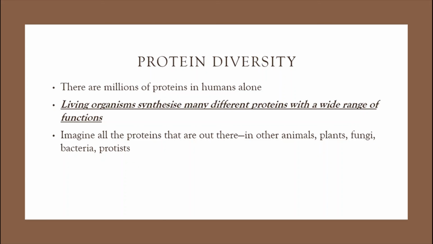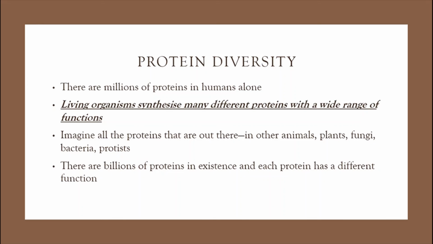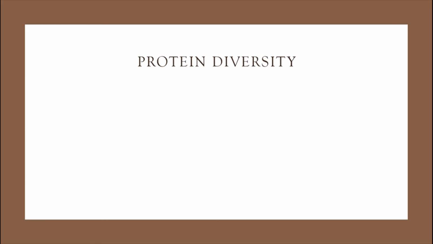If we think about all the other different living things, think about other animals, think about plants, fungi, bacteria, protists, they all have a diverse number of proteins because every living organism can synthesize many proteins with a wide range of functions. There are billions of proteins in existence, and each protein has a different function. So let's have a look at some different functions.